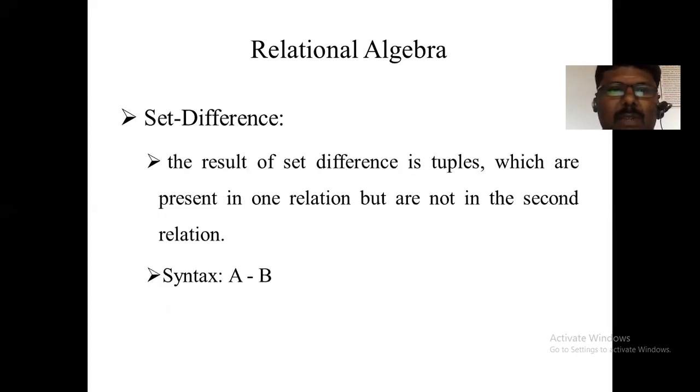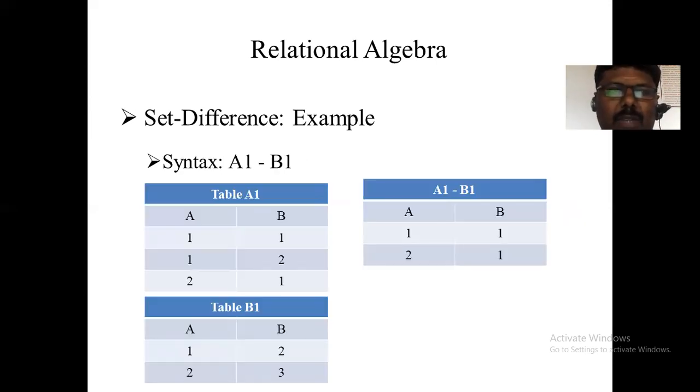Next is set difference. The result of a set difference is the tuples which are present in one relation but not in the second relation. It will only give what is present in the first relation. Here we have table A1 and table B1, and we perform A1 minus B1. Here B has 1, 2. We remove 1, 2, and so we finally have a table with the values 1, 1 and 2, 1.